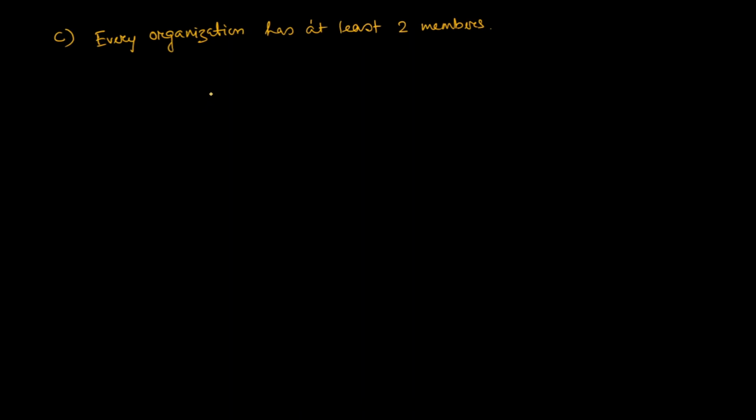right? So the description logic representation for this would be organization is a subclass of for all two has member. Right? You can have T or can ignore. Right?